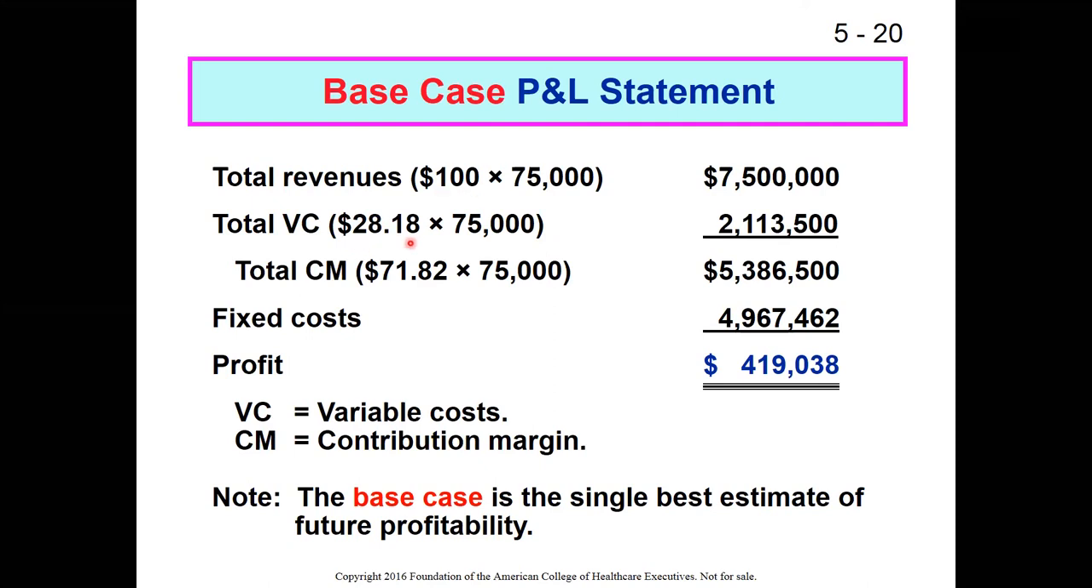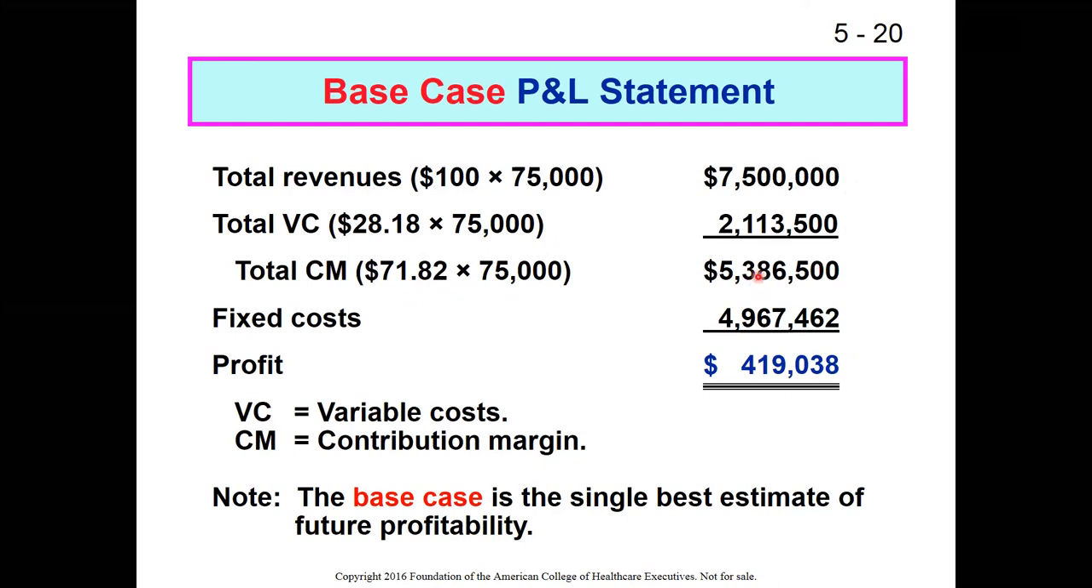What is my variable cost per visit? So then your contribution margin per visit is 100 minus 28, which gets you 72. Total contribution margin is going to be total revenue minus total variable cost. And we call it a contribution margin because it's the contribution that it's making towards covering fixed costs and ultimately towards profit.